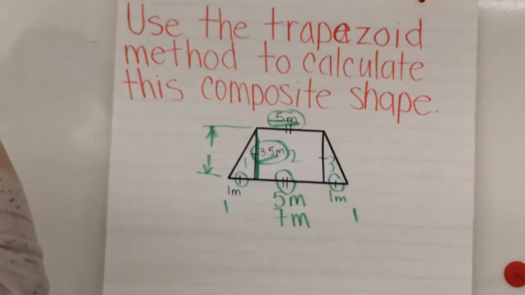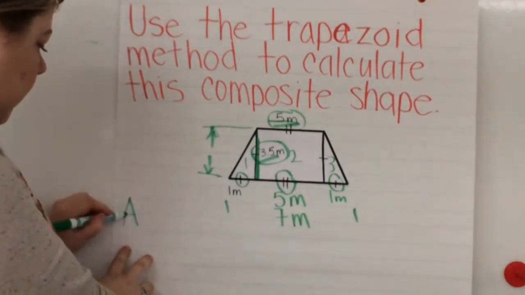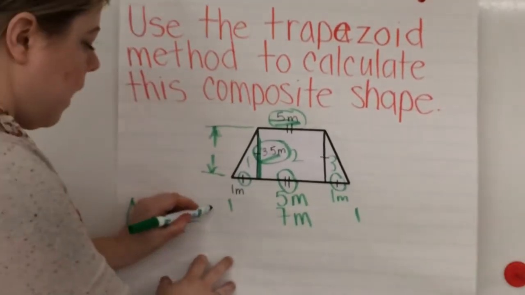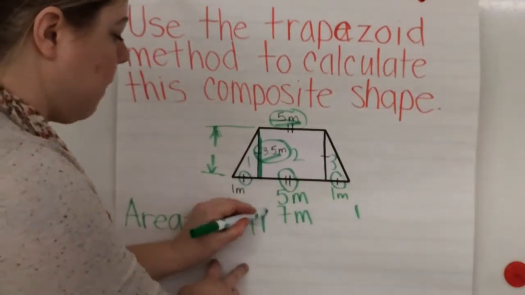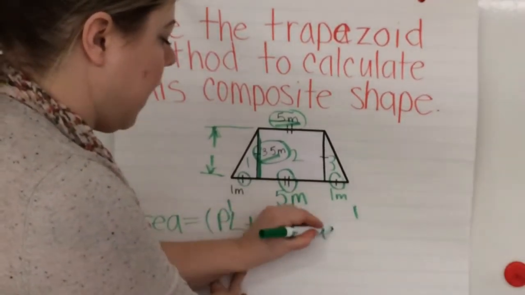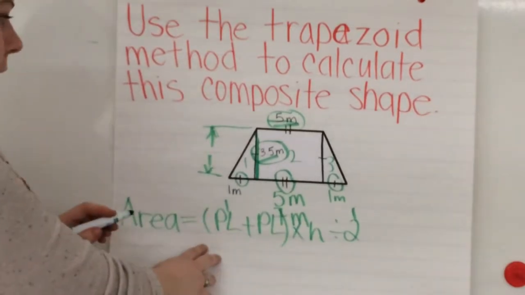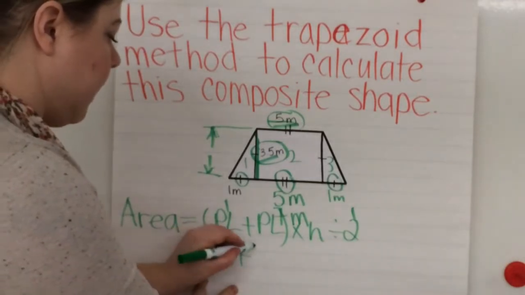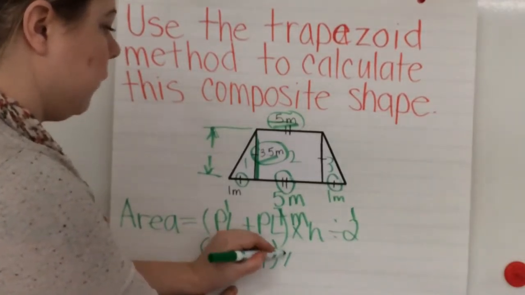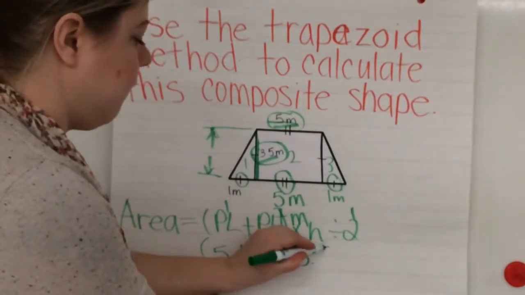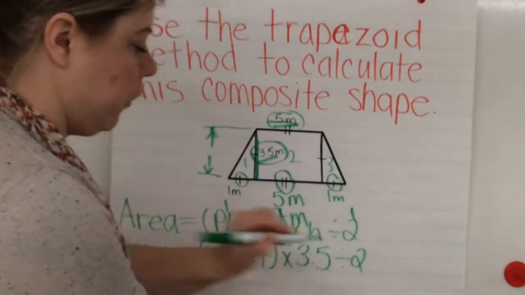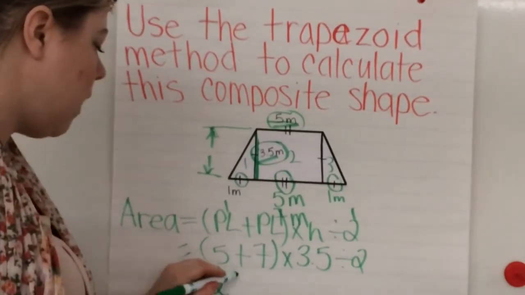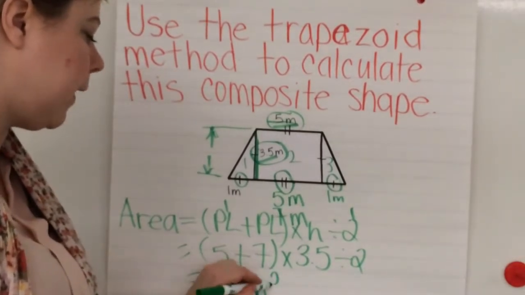We are totally ready to put in our formula. So area is going to equal parallel length plus parallel length multiplied by the height divided by 2. So my first parallel length was 5. We have to add that with 7. We have to multiply it by the height, which we have at 3.5, and we have to divide it by 2 and get our results. And our results end up being 21 meters squared.